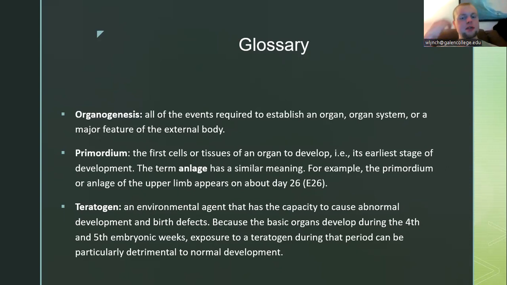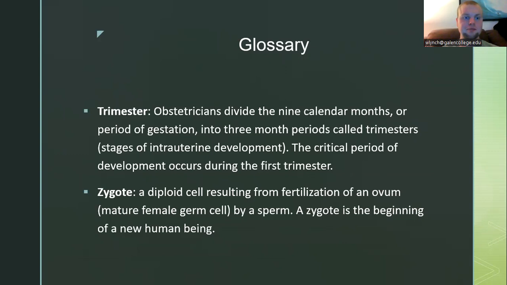A teratogen is going to refer to any sort of an agent that causes disease or malformation, especially in a developing embryo. We see that this is an environmental agent. It could be something as simple as nicotine or cigarette smoke that gets in there and causes an abnormality that can lead to a gross birth defect. It can be very detrimental to a fetus.